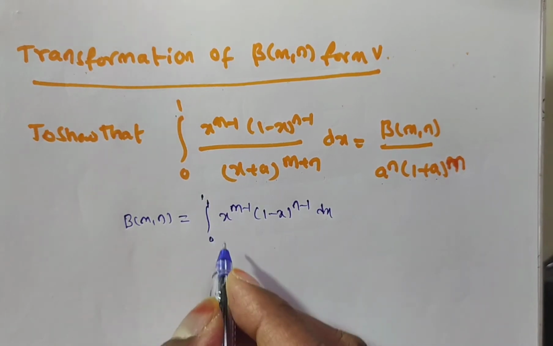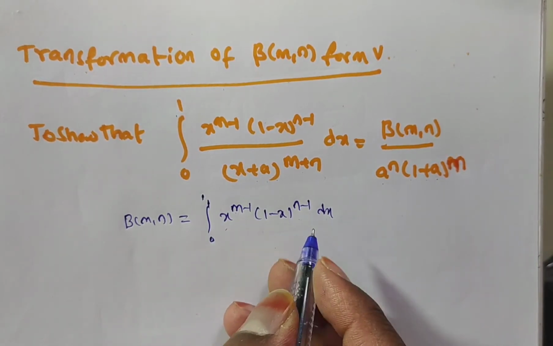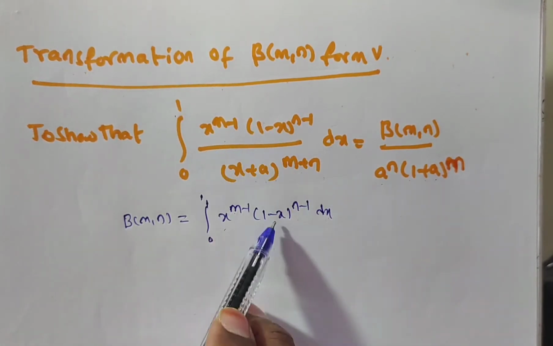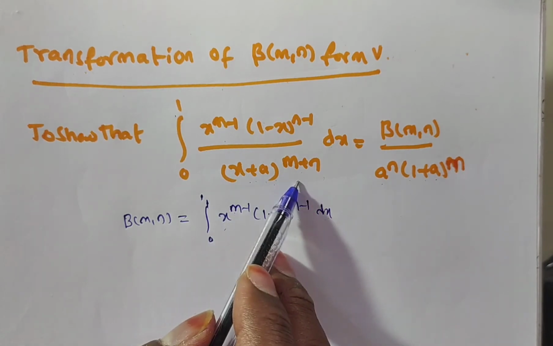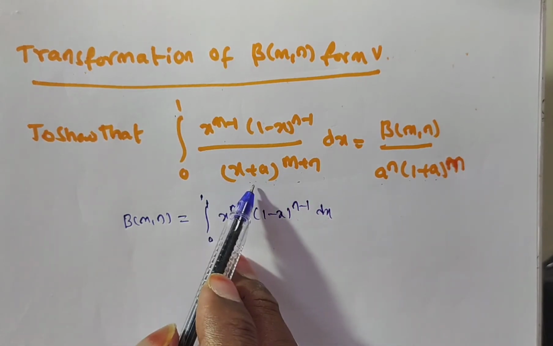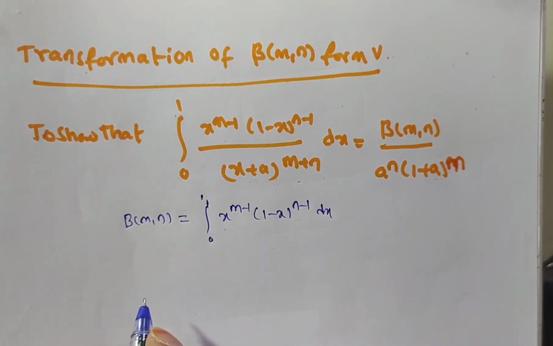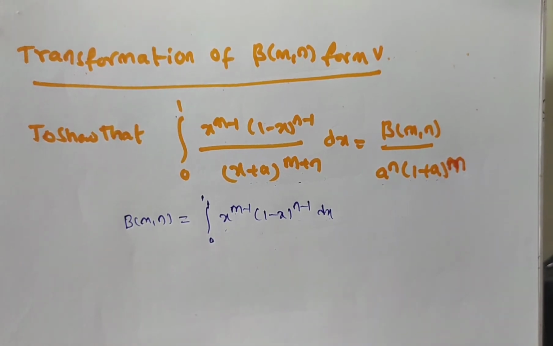Here the numerator is okay, but the denominator is containing x plus a power m plus n. So to get this one, go for the substitution method. What we have to substitute? If you remember this, then you can do this problem very easily.